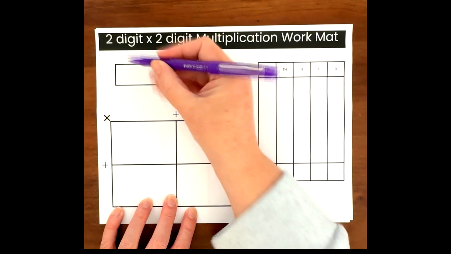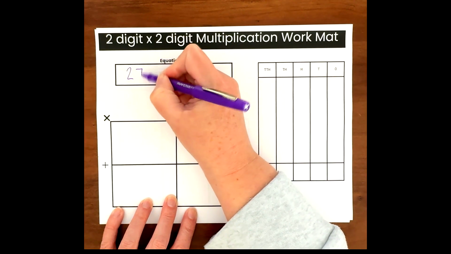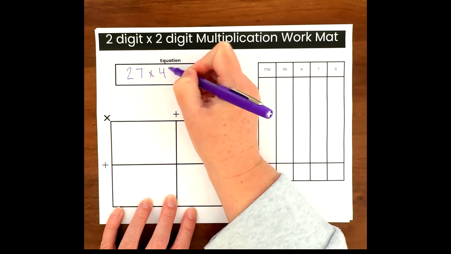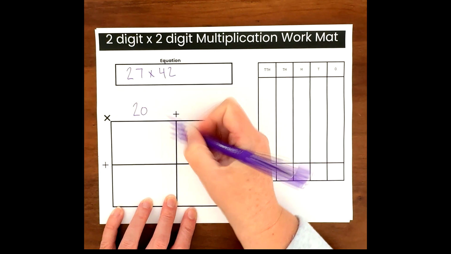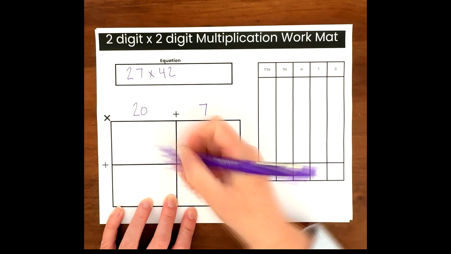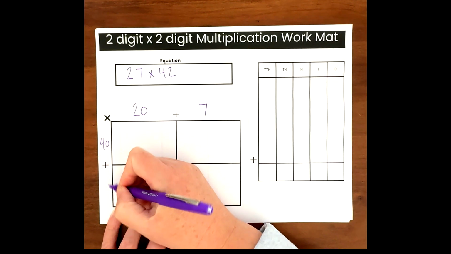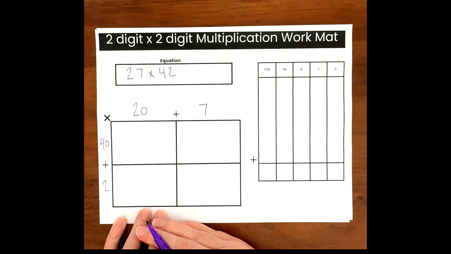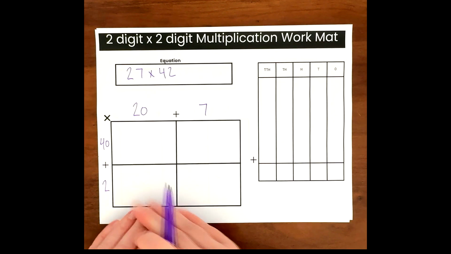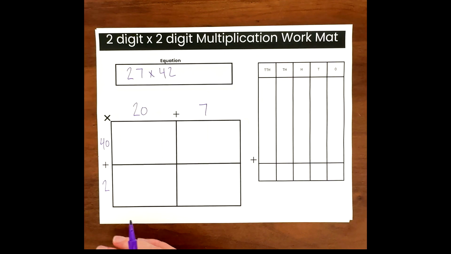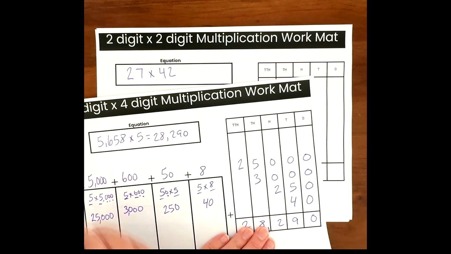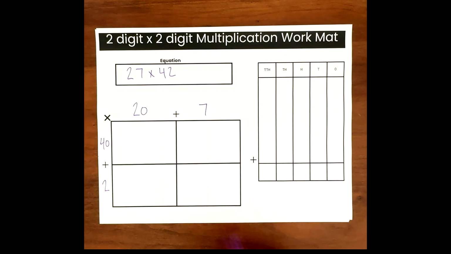All right, let's see. Let's do 27 times 42. So I'm going to start. 2 10s is 20. 7 1s is 7. 4 10s, 40. 2 1s, 2. Once I have that, I always have them go across. So that's the same procedure that I started here. So we're going to go across on that first row. Then we're going to go to the bottom row and we're going to go across on the bottom row.